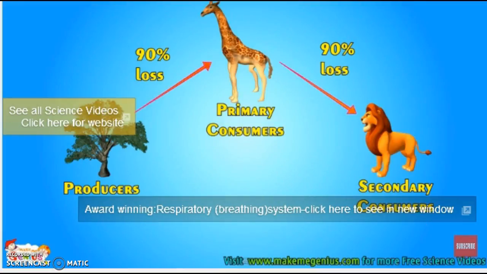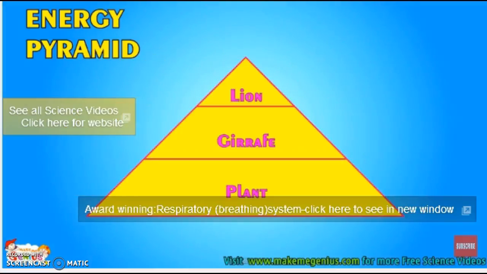So does the giraffe get all the energy from the plant which the plant gets from the sun? Or does the lion get all the energy from the giraffe which the giraffe gets from the plant? The answer is no. Actually, 90% of energy is lost when it passes from one part of the chain to another. Like 90% energy is lost when the giraffe eats the plant. Similarly, 90% energy is lost between the lion and the giraffe. Look at this pyramid. It is called an energy pyramid. This shows that energy available becomes less and less as we move to the top of the food chain.